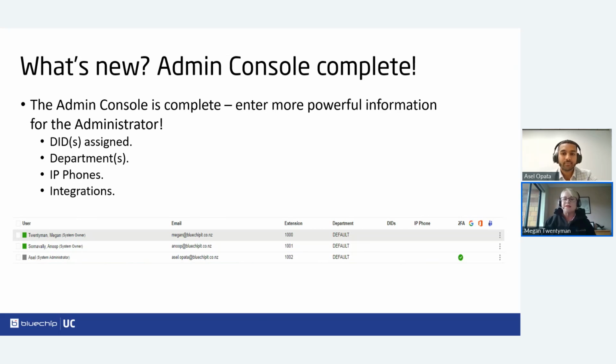At a glance, you can see your users, you can see whether they're a system owner, whether they're an administrator, you can see things like if they've got two-factor authentication enabled, if they've got Microsoft 365 and synchronization, if they're using the Teams integration, what IP phones they've got. So it's all available at a glance. So it does become more powerful. It's just getting used to that new format.